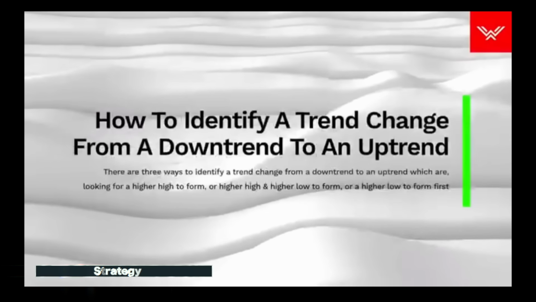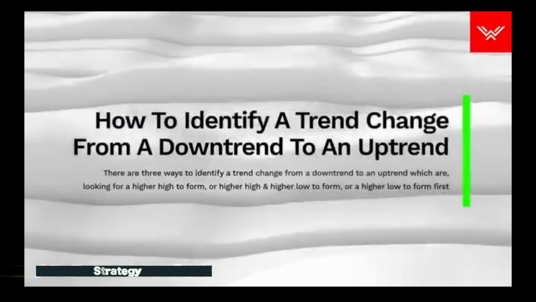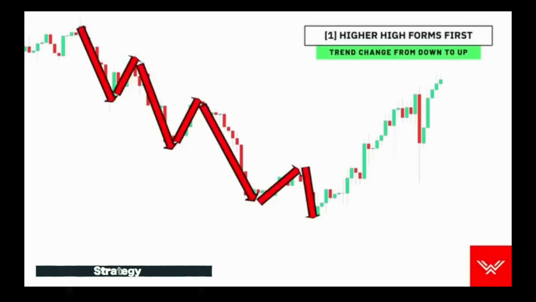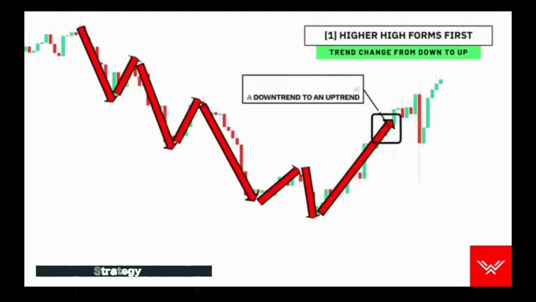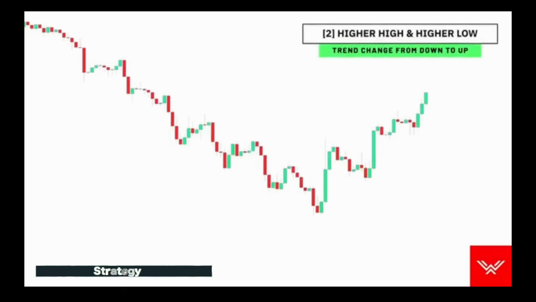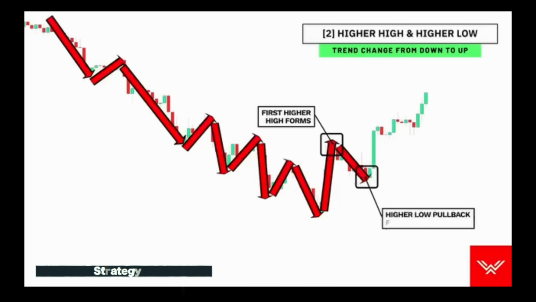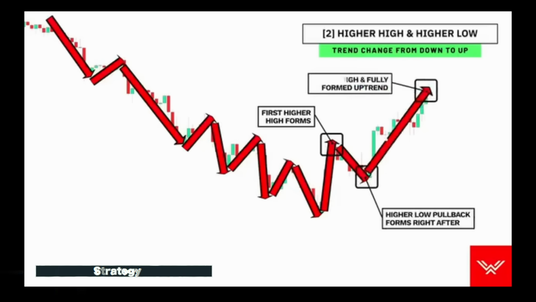So now, how do you identify a trend change from a downtrend to an uptrend? Type 1. You have your moving downtrend through the lower highs and lower lows before a higher high forms, signaling a trend change from a downtrend to an uptrend. Type 2. You have your moving downtrend through the lower highs and lower lows before you have a higher high form, followed by a higher low pullback before the full trend change breakout and higher high.